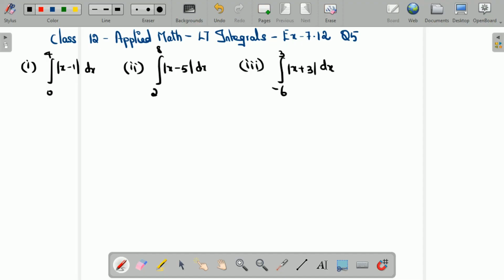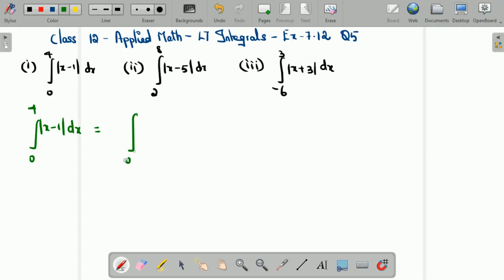In this video, let's find the solution for the fifth question in exercise 7.12. Let's take up the first subdivision, integral between 0 to 4 of mod of x minus 1 dx. So this function, we will break it into two parts.